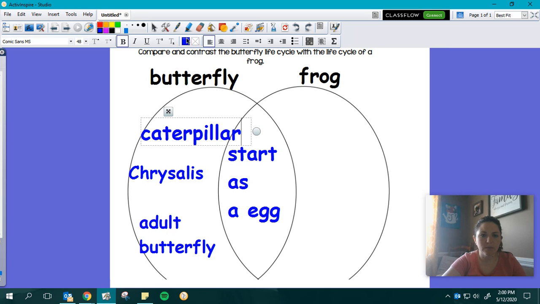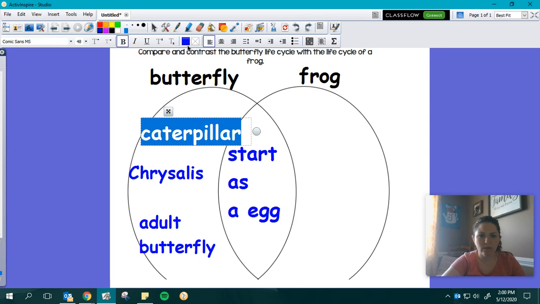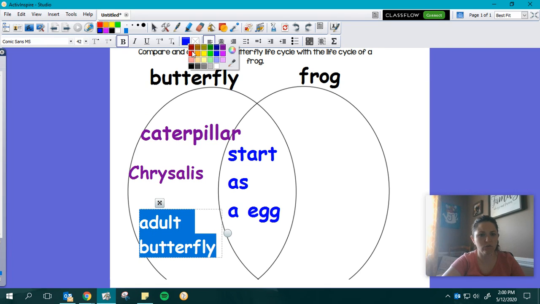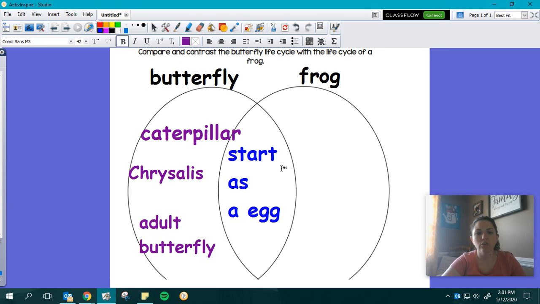Now I'm just going to make these in purple just so that you guys can see that these are specific to the butterfly. The blue in the middle is the same. And then I'm going to do the frog in green just so you guys can see it in case the circles don't make sense to you. So again, a butterfly goes from an egg, which is the same as a frog, so I put it in the middle because those two are the same. Then it goes to a caterpillar, a chrysalis, and then an adult butterfly.